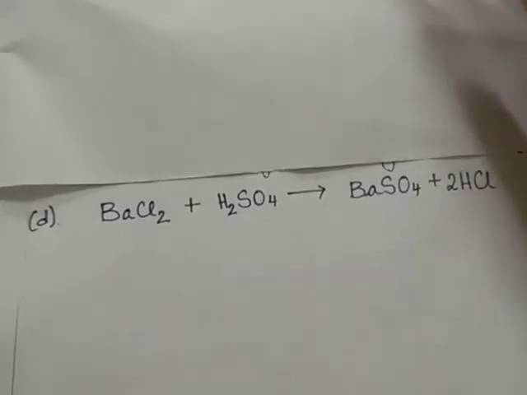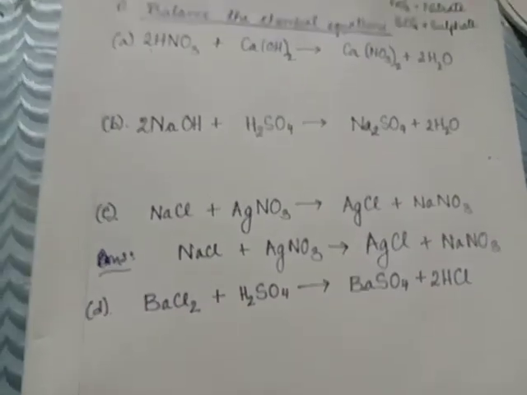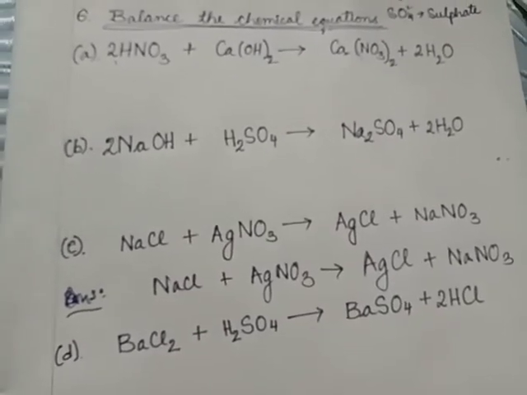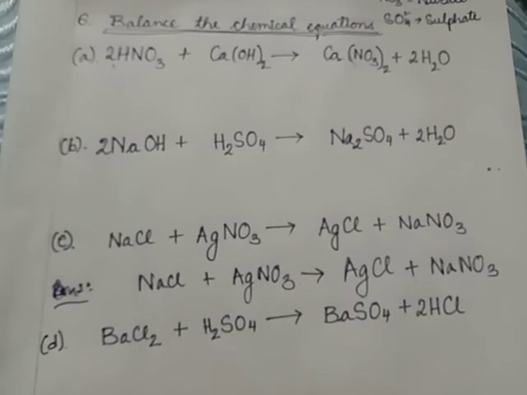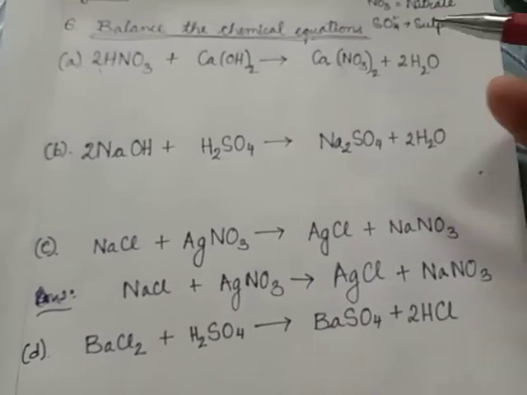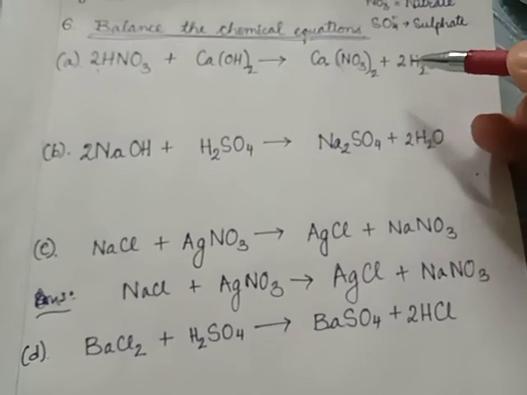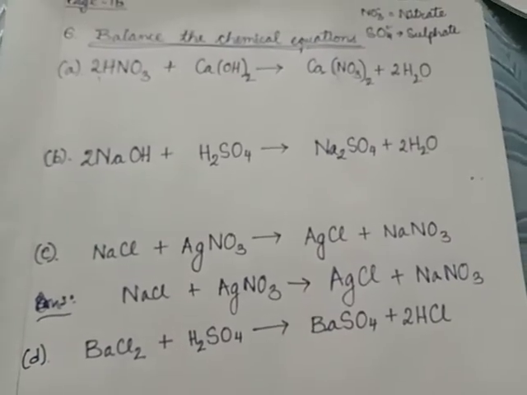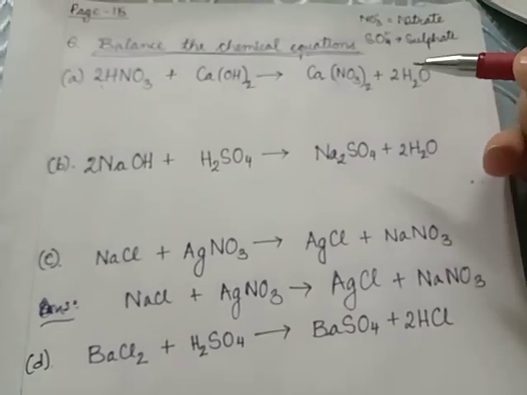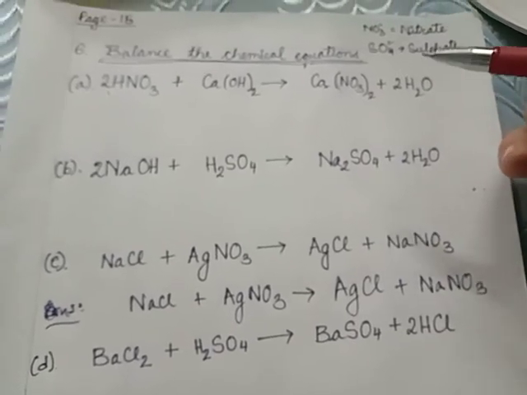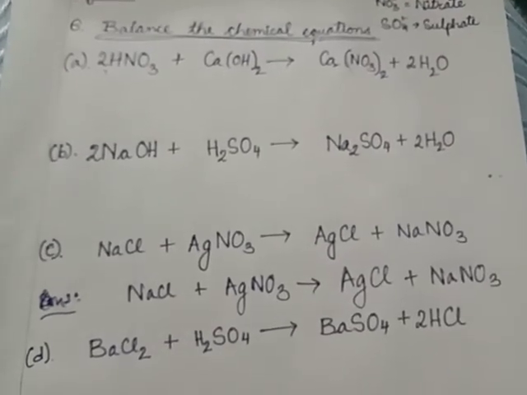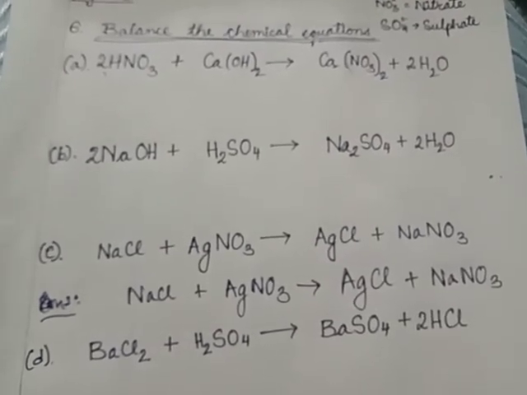I hope all of you have understood how to balance a chemical equation. Such a method of balancing chemical equations is called the hit and trial method, because sometimes if you get a number which does not balance the equation, you can try putting a different number in front of the compounds to balance them again. So thank you. Now let us go to the next question.